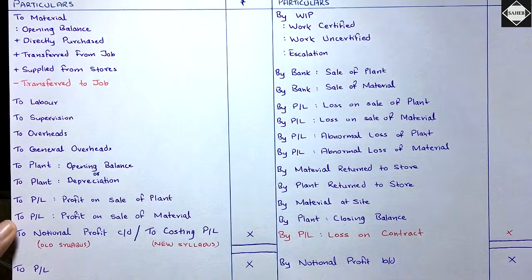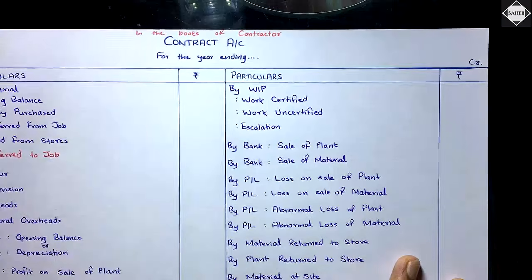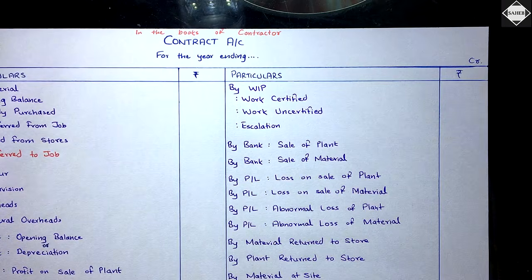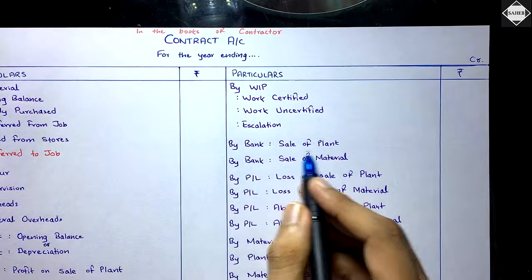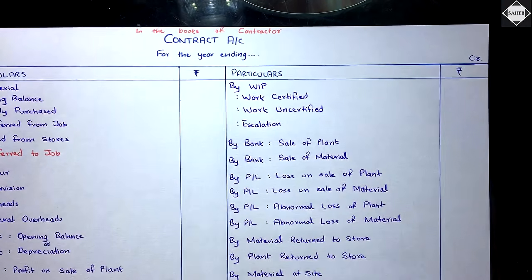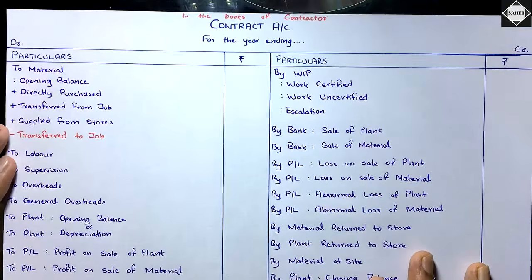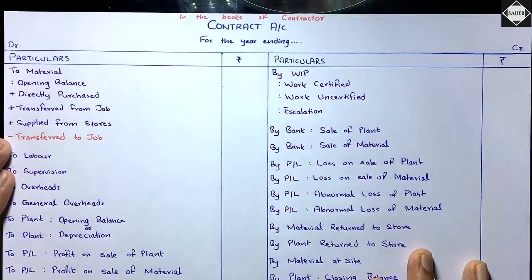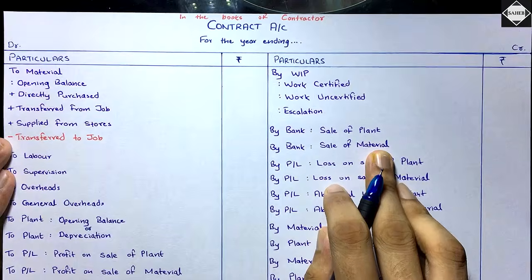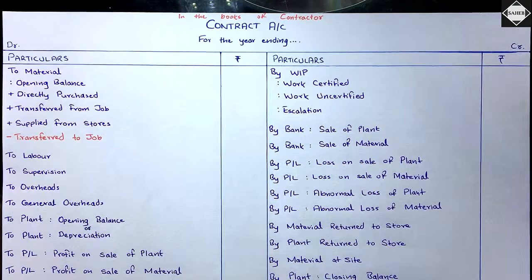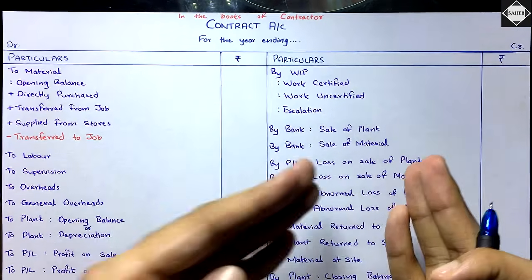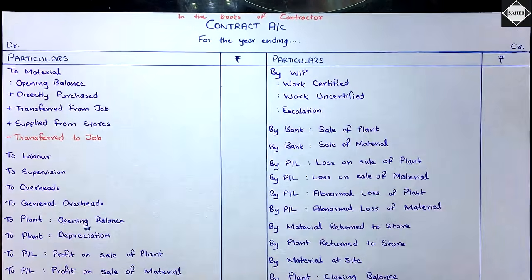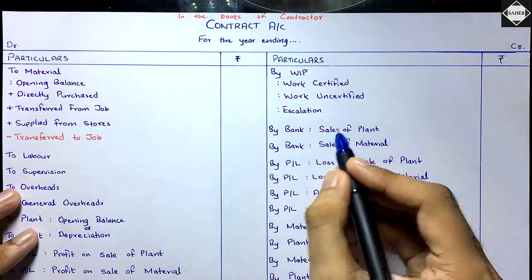Fine. And then we have this work in progress. Let's not go to that now. Let's discuss this. See here, by bank sale of plant, by bank sale of material. Now what can happen in a contract if you have plant which is of no use to you, or material of no use to you? Then you can also sell the material. If you're selling the material, it's an income for you, isn't it? So that will come over here, and the plant and material has gone out of the contract.